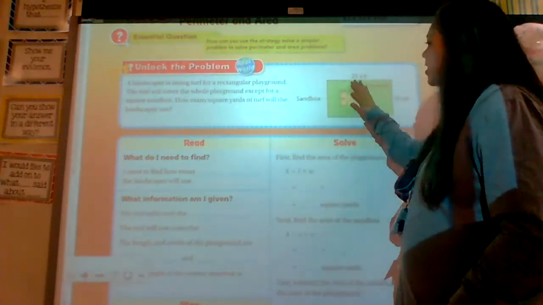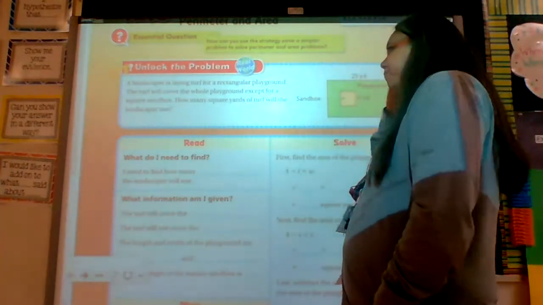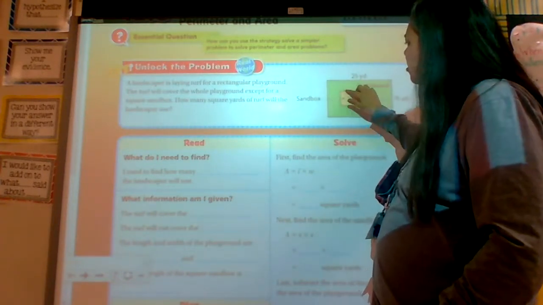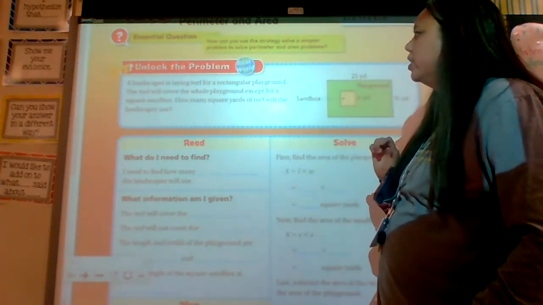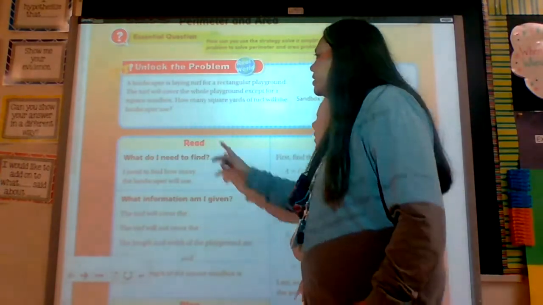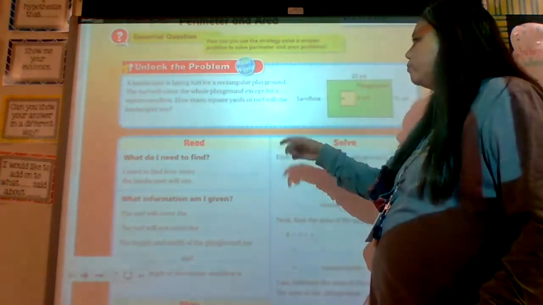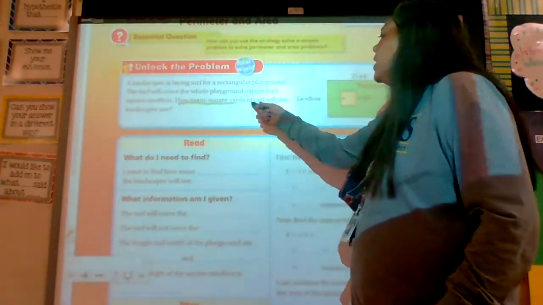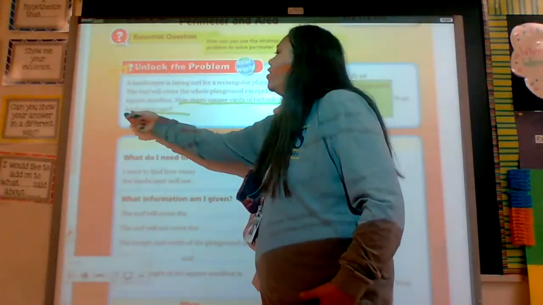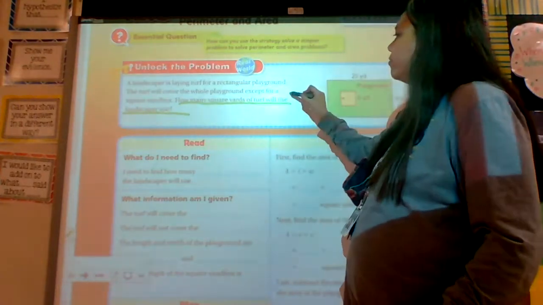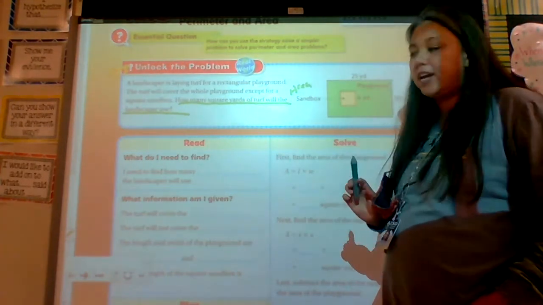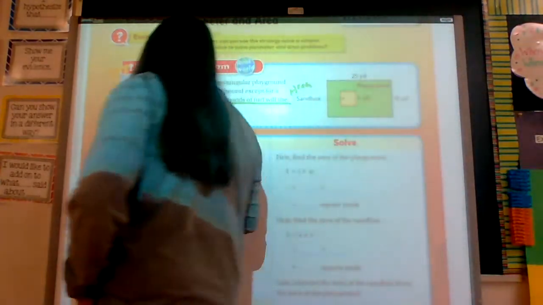So they put some fake grass down, or some turf down, and they covered the whole entire playground except for this little sandbox right here. And the question is how many square yards of turf will the landscaper use? That word square helps me. Square yards. I know I'm looking for something with area, the space inside of here. Okay? So what do I need to find?